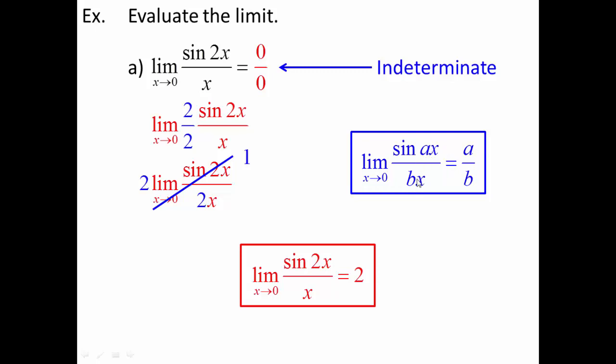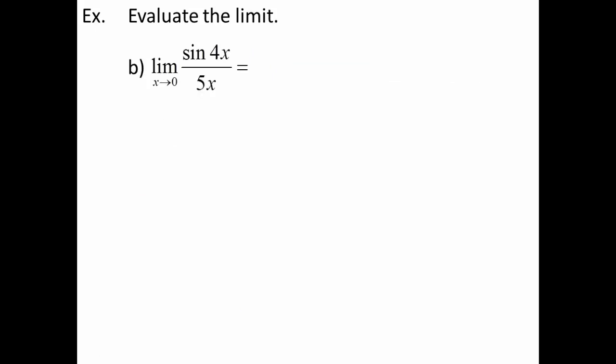So if this is sine of x over x, then a over b is just 1 over 1, so the answer is 1. The ratio between this guy and this guy is the answer. As long as it's this format, we can just jump straight to an answer, a over b. So now that we know that, give this one a try.